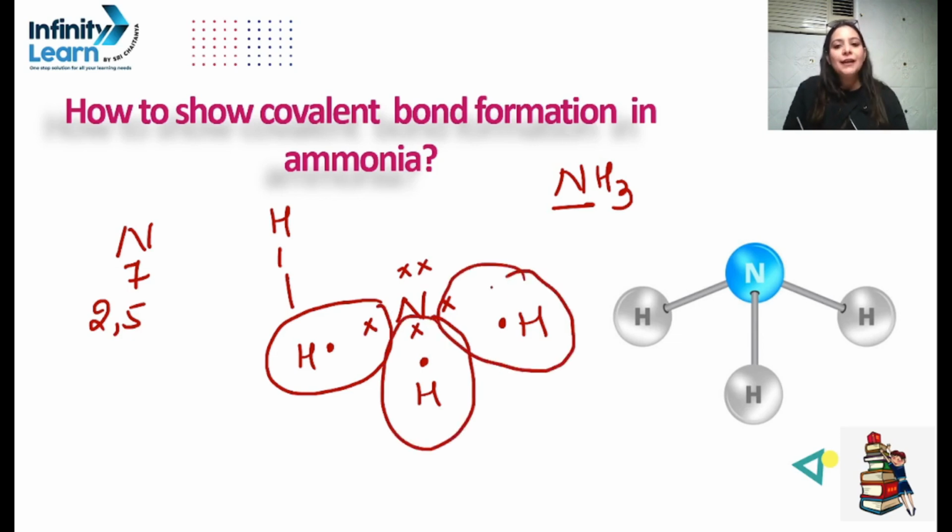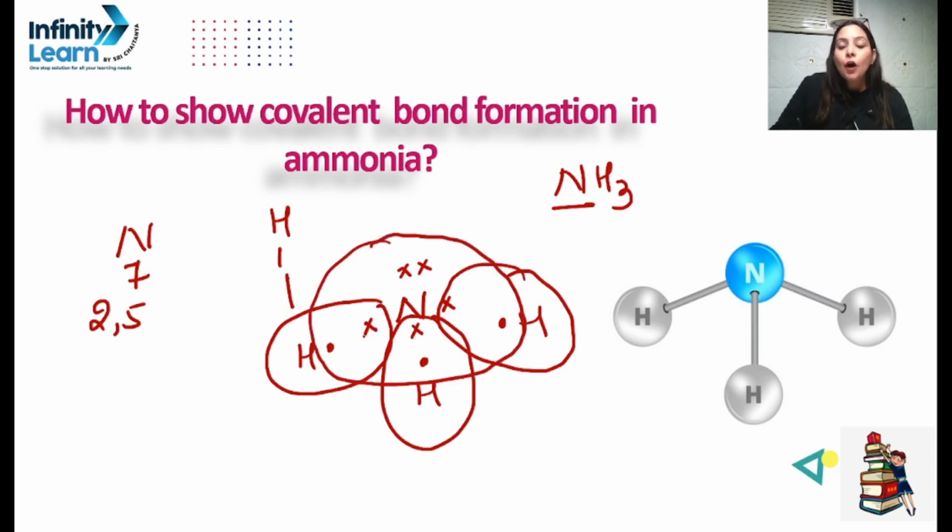All the hydrogens have attained duplet now. This nitrogen already has 5 of its own. 3 it will share from each hydrogen, and this is how the bond will be formed. So how many shared pairs? See, 1, 2 and 3. And these 2 electrons don't participate in the bond formation.